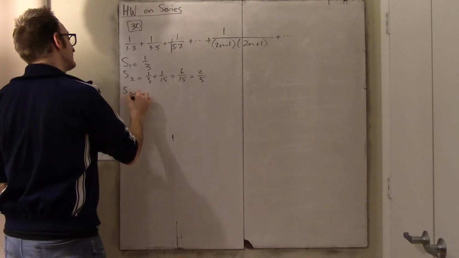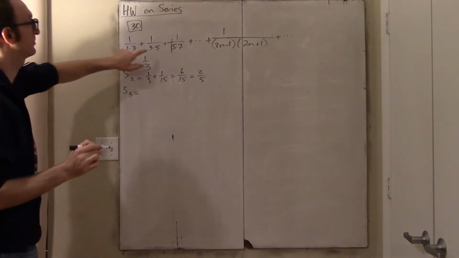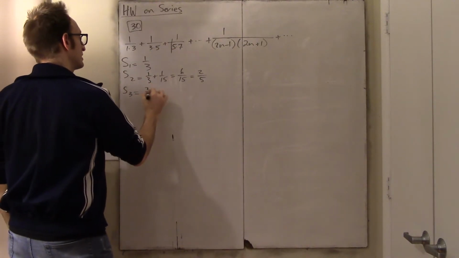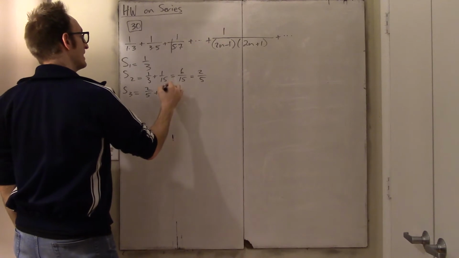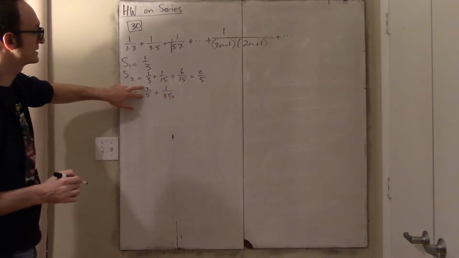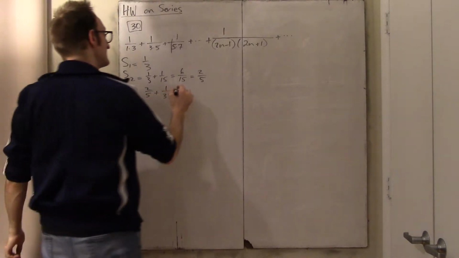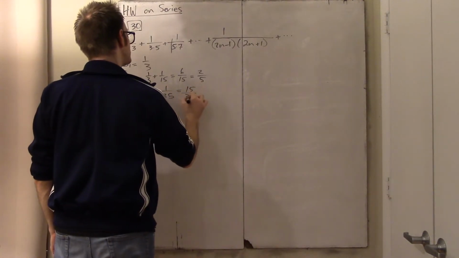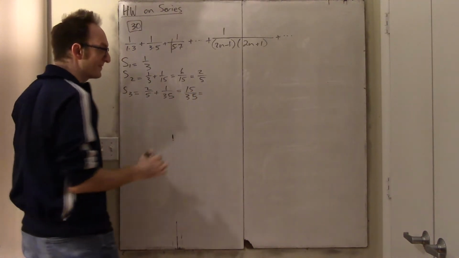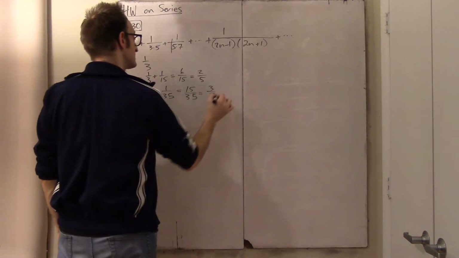Okay. What's the sum of the first 3 terms? Well, a third plus a 15th plus a 35th. That's just the sum of the first 2 terms, so 2/5, plus an extra 35th. Well, if I multiply by 7 over 7, that's 14 over 35, plus 1 over 35, that's 15 over 35. And well, what is that? If I take a 5 out of the top and bottom, that becomes 3/7.